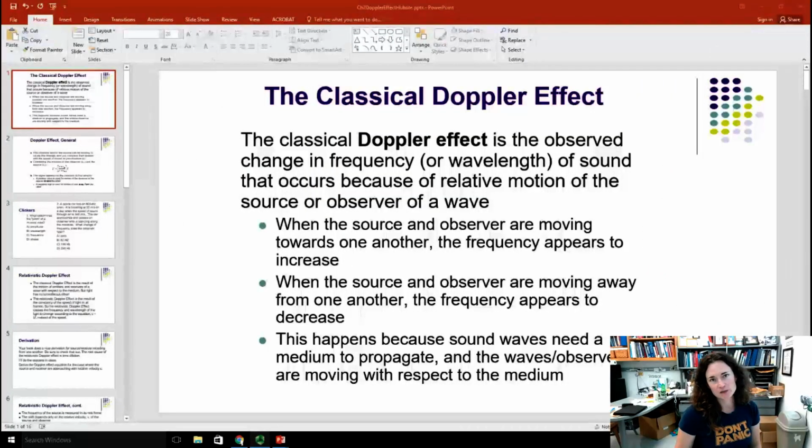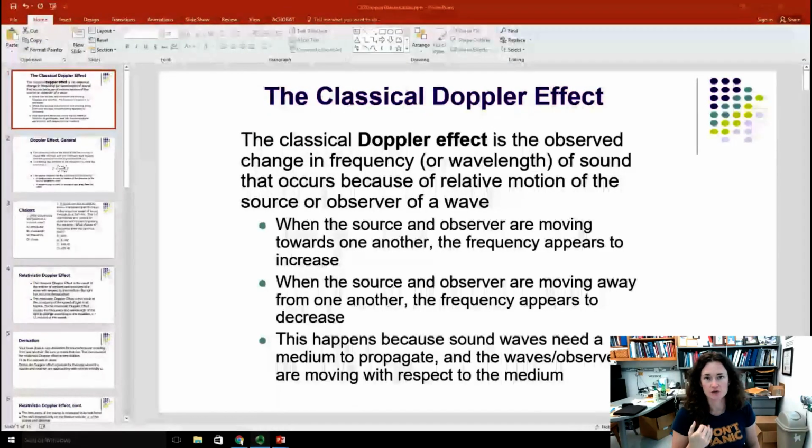Today, I'd like to talk to you about the relativistic Doppler effect and Hubble's law. But first, I'd like to review the classical Doppler effect so that you can remember what the Doppler effect really is. The classical Doppler effect is the observed change in frequency or wavelength of sound that occurs because of the relative motion of the source or observer of a wave.